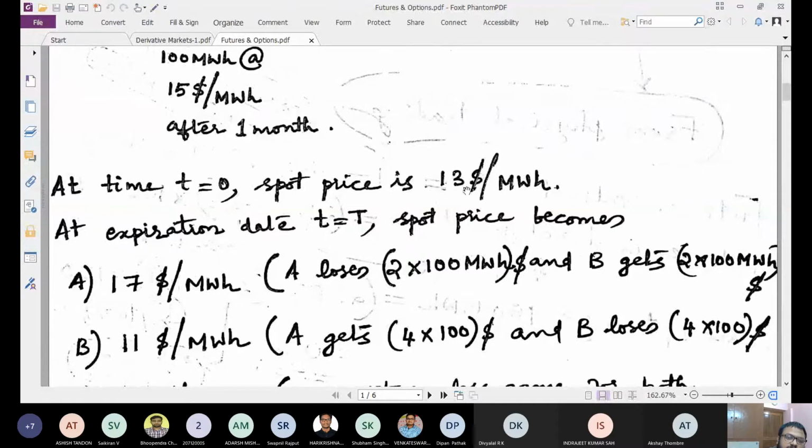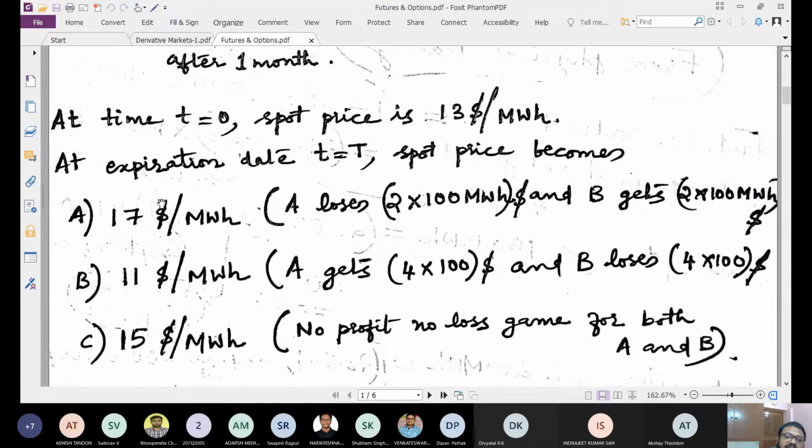Okay. Now at expiration date t equals T. So the expiration date will be shown in the contract. At expiration date t equals T, the spot price becomes $17 per megawatt hour. Suppose it becomes $17 per megawatt hour. But the problem here is that in the contract it is mentioned that on the expiration date A can sell this only at $15 per megawatt hour.